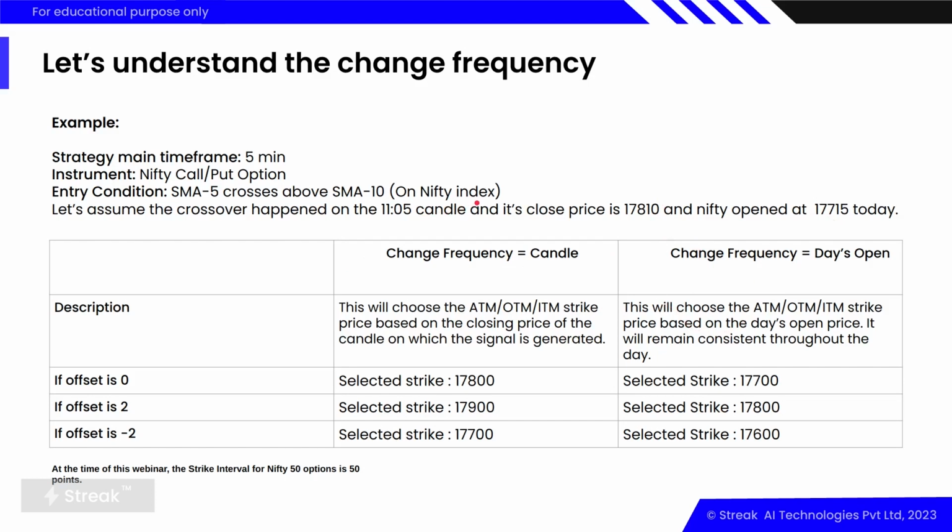So I hope you have understood this example. I'll repeat it once again. This is our entry condition: SMA 5 crosses above SMA 10. Now this SMA, we are checking on the Nifty index, that is the underlying. And when this happens, I want to, let's say, buy either a call or put option. So let's stick with one of them to avoid confusion. Let's say call option only I want to take for this example.